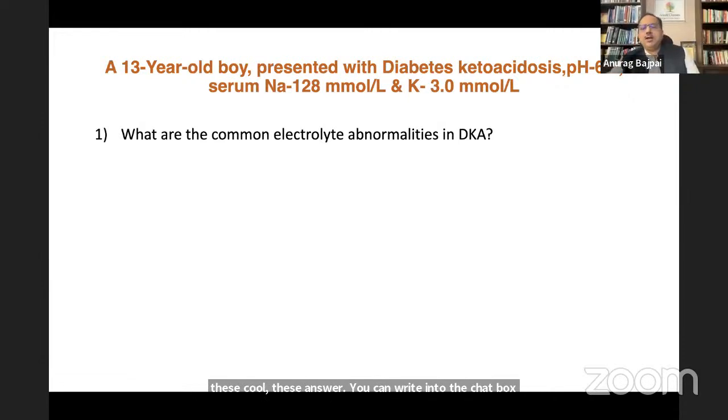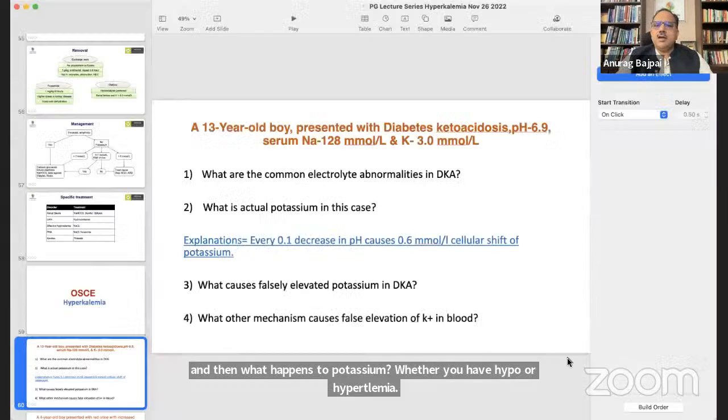So what do you expect in terms of sodium, whether you have a true sodium deficit, and along with that, whether you assess it normally or exaggerate that, and then what happens to potassium, whether you have hypo or hyperkalemia. I think these are the key things to look at from that perspective.